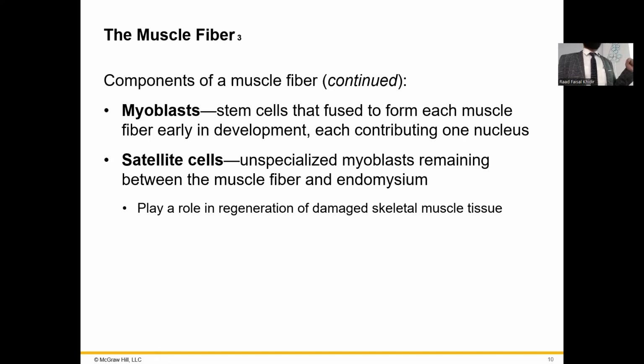What are the satellite cells? Satellite cells are a type of myoblast that remain between the muscle fiber and the cover. You see the cover, the sheath that's outside the muscle fiber; that is where your satellite cells are. They play a role in the regeneration of damaged skeletal muscle tissue.